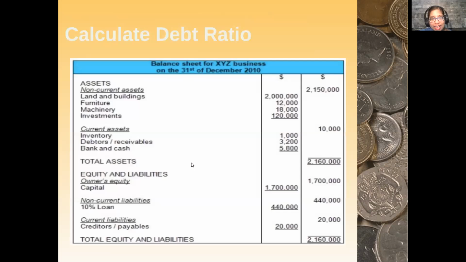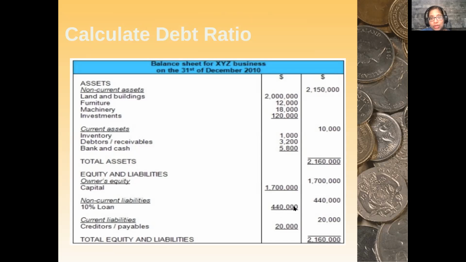All right, so let's look again at this balance sheet. It's the same balance sheet, and we want to calculate the debt ratio. So for the debt ratio, we need to figure out what is the total liabilities and the total assets. Can you tell me what is the total liabilities in this particular example? Well, the total liabilities would be the current liabilities plus your non-current liabilities or long-term liabilities. And in this case, it's 20,000 plus 440,000, right? And then your total assets is given to you in this block right here.